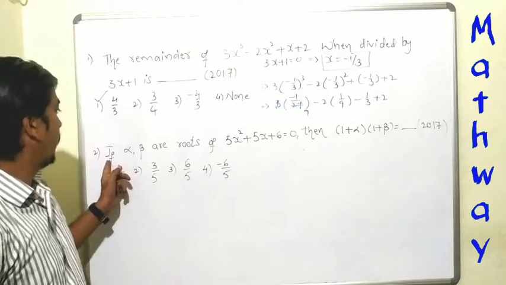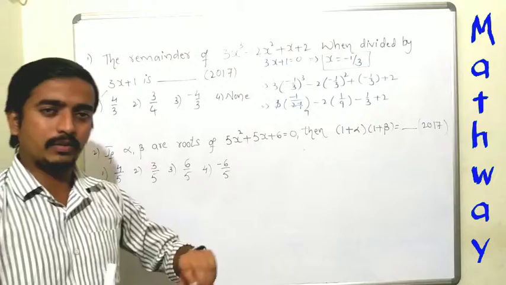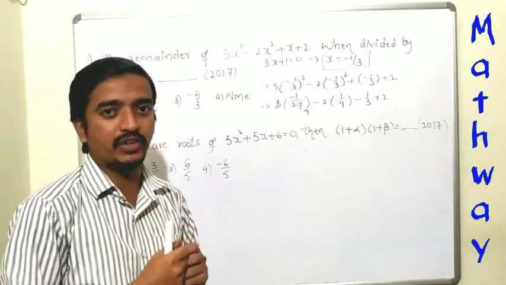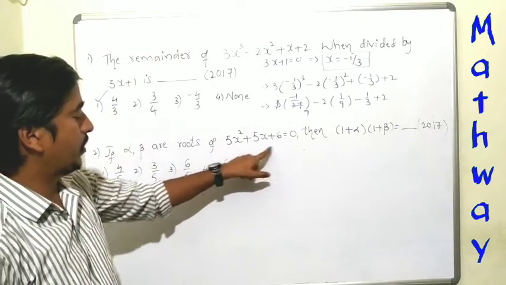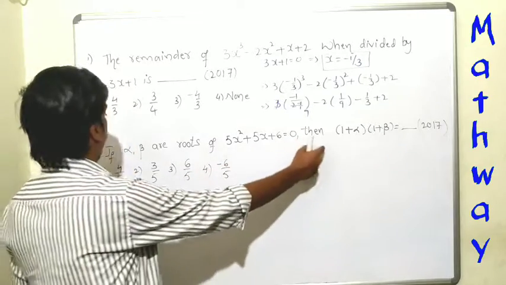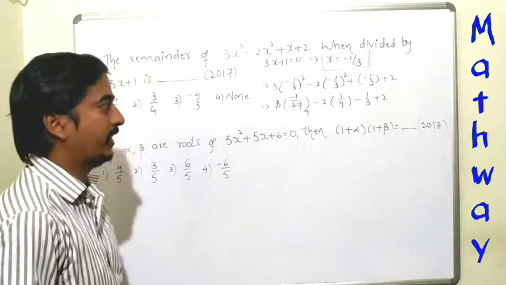Second question. If alpha and beta are roots of this polynomial, roots and zeros are both the same. The word roots is used in the chapter quadratic equation, but the concept is same here. So alpha and beta are roots of the quadratic polynomial 5x square plus 5x plus 6 equals 0. Then we need to find the value of 1 plus alpha into 1 plus beta.